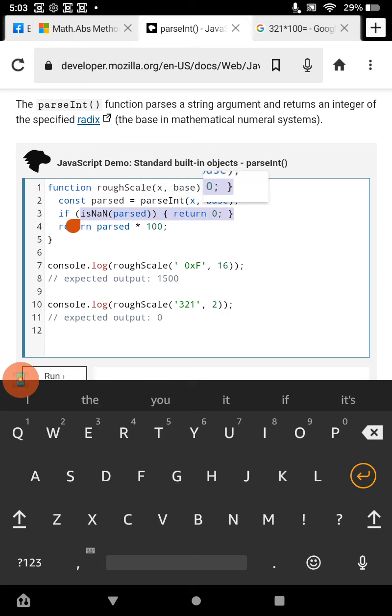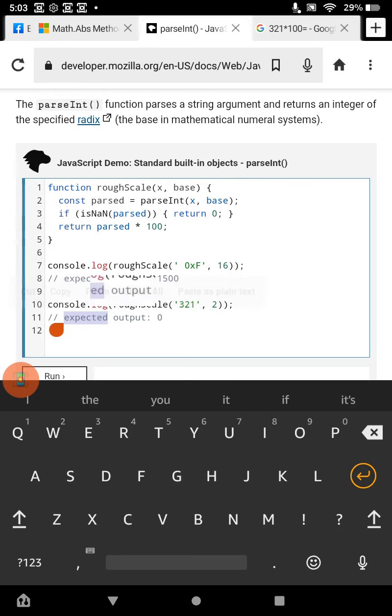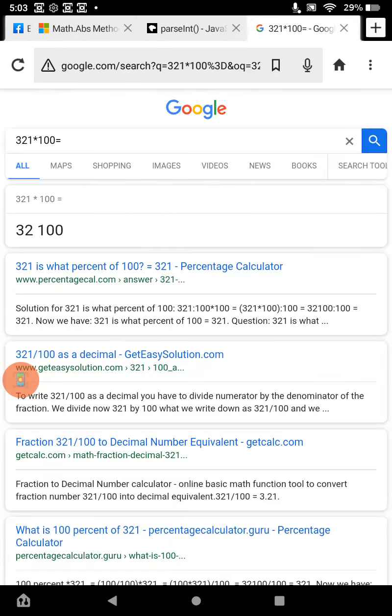Okay, so basically we take 321 times 100, and the expected output would not be 0. It would be this.